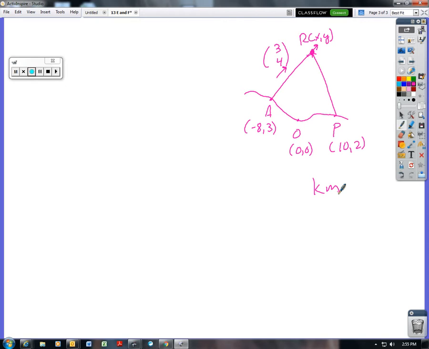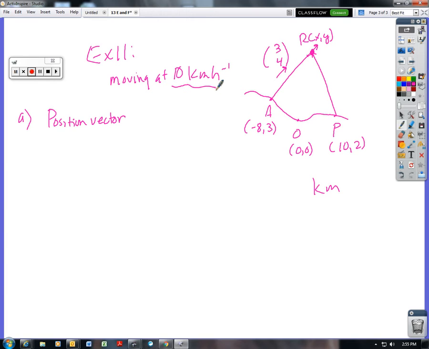Ship R is moving in the direction vector 3, 4 there. And it's moving at 10 kilometers per hour. So this is example 11. Part A is to write an expression for the position of the ship in terms of t. So we want the position vector. And notice on this one, it is moving at a constant velocity. 10 is actually the speed, I should say. The velocity is a vector, which we're going to have to figure out.